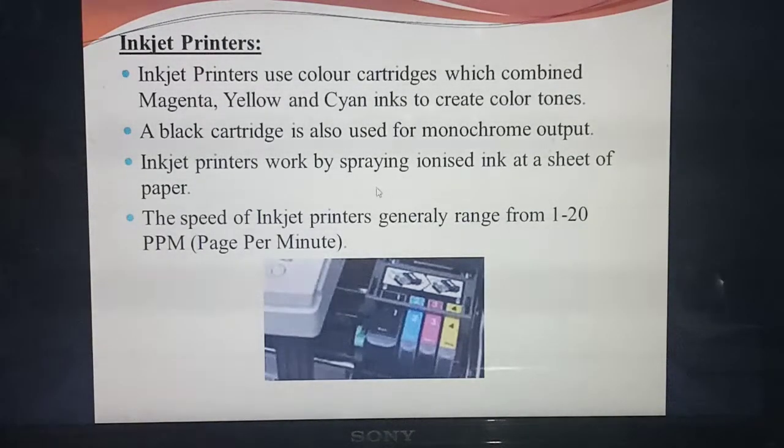How does this printer work? Here a lot of colors are there, no? While you are taking a print, each color is sprayed just like ink. If you need a printout, the color inks will be sprayed onto a sheet of paper. The speed of an inkjet printer ranges from 1 to 20 ppm, that is 1 to 20 pages per minute. Understood?